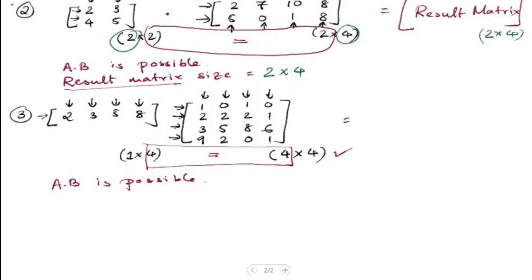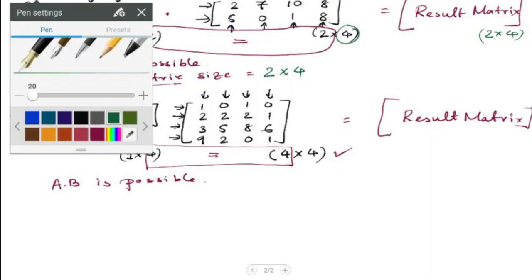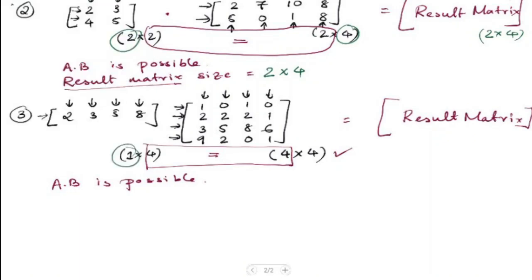And again, I would like to know what would be the size of the result matrix. So the size of the result matrix here will be these numbers again, the leftovers: the rows of the first matrix, which is 1, times the columns of the next matrix, which is 4. So this will be a 1 times 4 matrix, the result matrix.